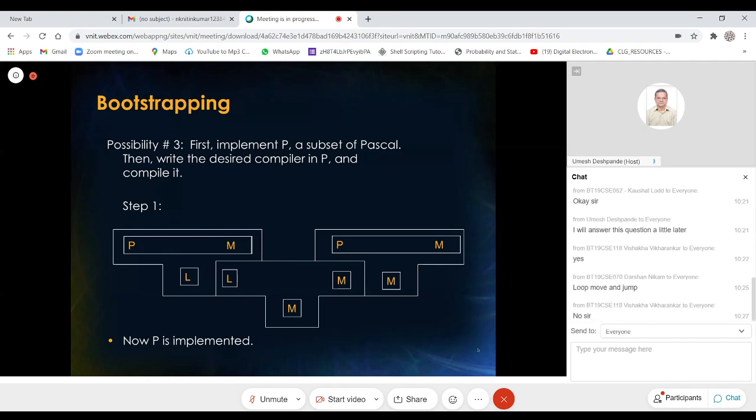Okay, it's not clear. So Vishaka, could you please unmute and ask? Vishaka? Yes, sir. Will you please explain it again, like in short? Yeah, okay, I'll do that.